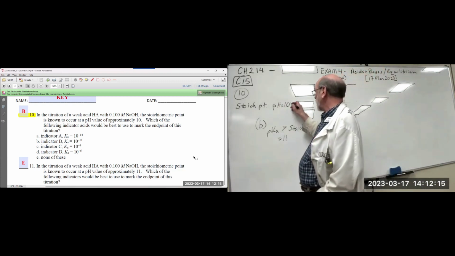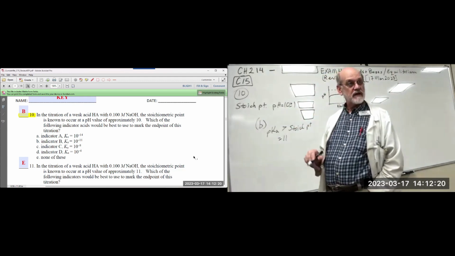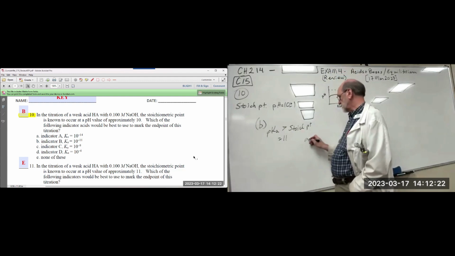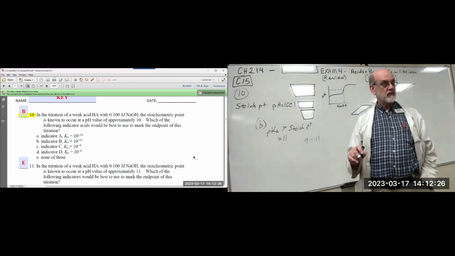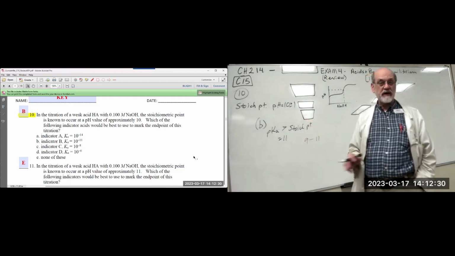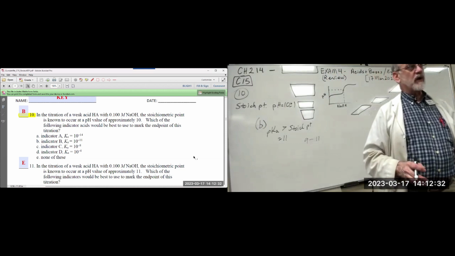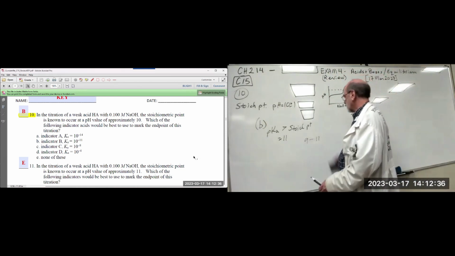And the range is what? Plus or minus 1. So it'd be 9 to 11. 9 to 11 would be the pKa range that we would want. And there's nothing close to 9, so that's a no-brainer. 11 is the only one that works. Right. Okay.